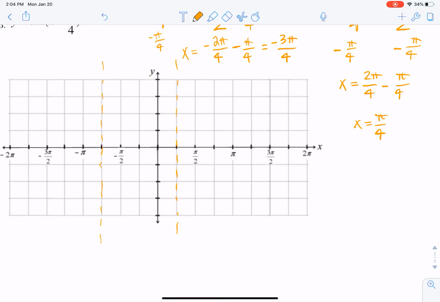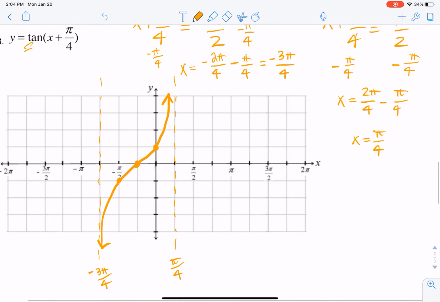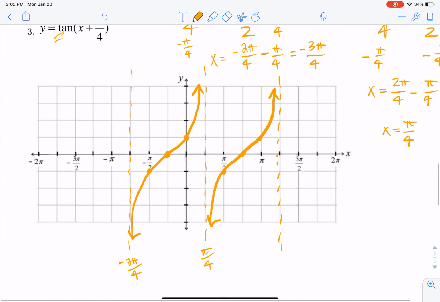So exactly halfway in between negative 3 pi over 4 and pi over 4, I can see that I am here at negative pi over 4, and my amplitude here is just going to be 1. So I'm up here at 1, and I'm down here at negative 1, and I can sketch in what this graph would behave like. So I can go ahead and sketch in another period of this function. So I would be here, here, and here, and another asymptote. So you can just keep sketching in periods of what this function would look like.